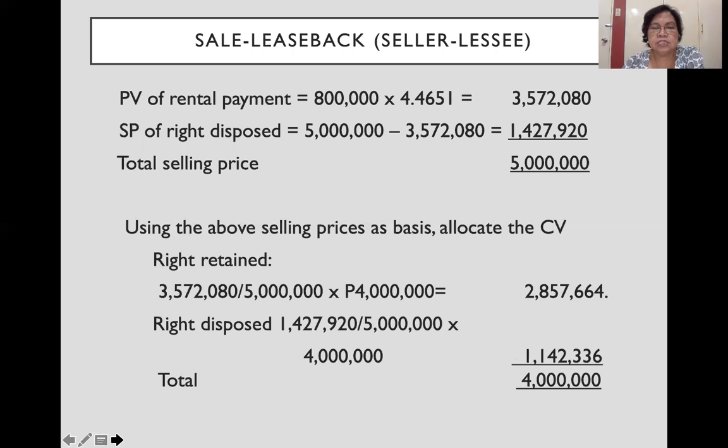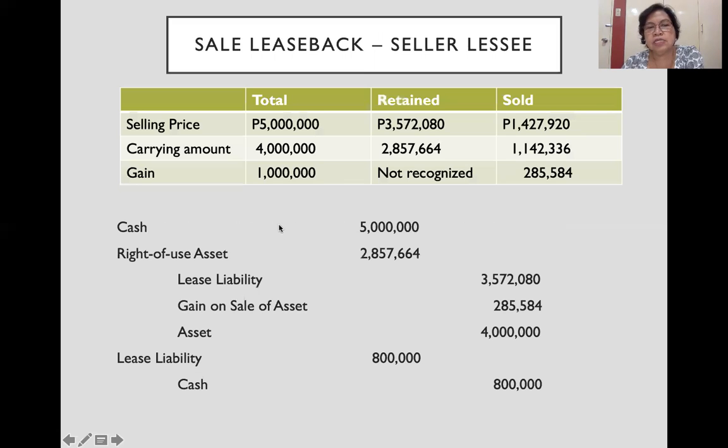So let us split both the selling price and the carrying value in a matrix format. So this is it. This is the total selling price. This is the selling price of the right retained. This is the selling price of the right sold. The carrying value is 4 million.